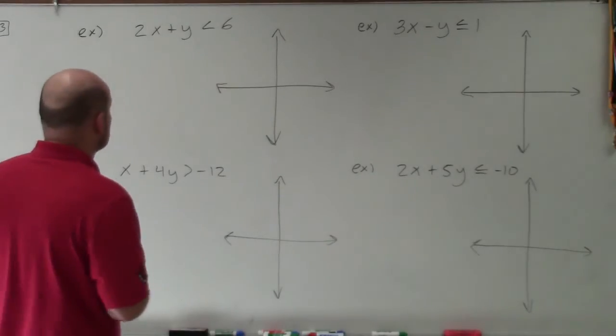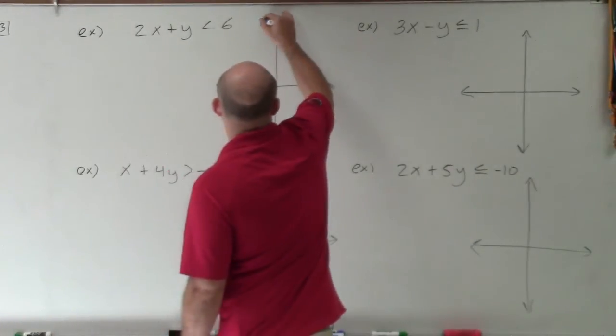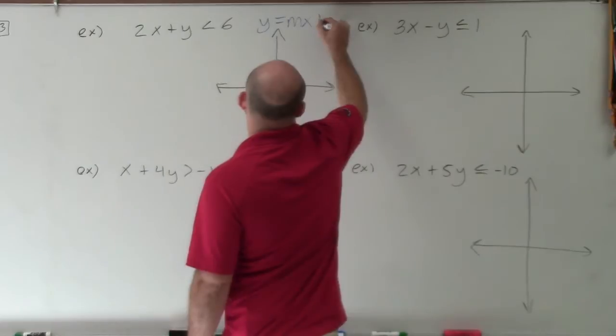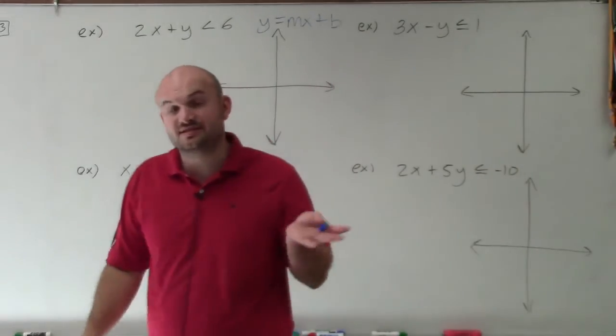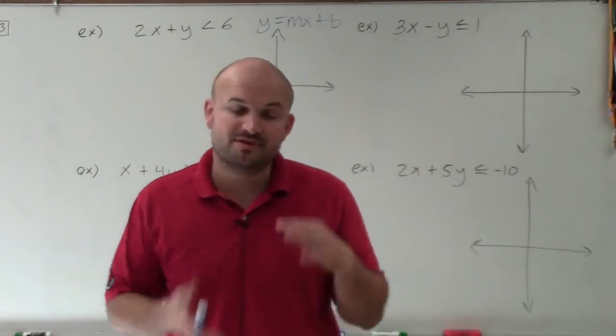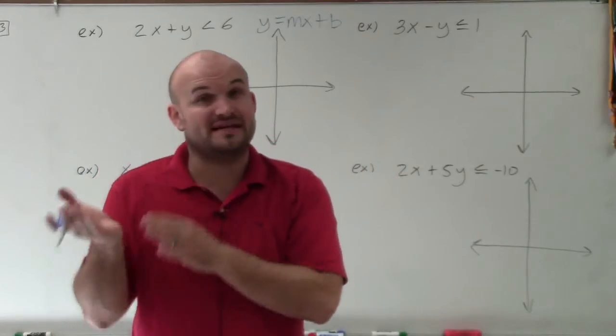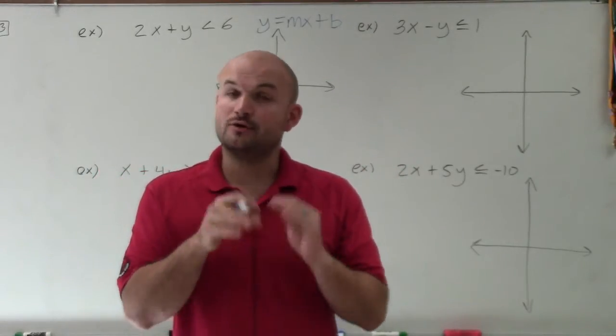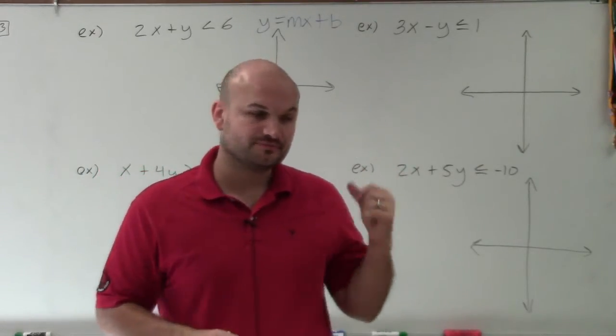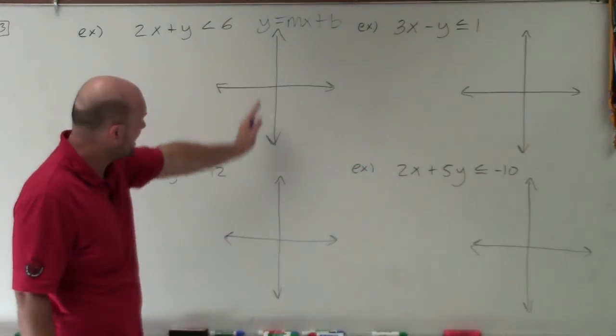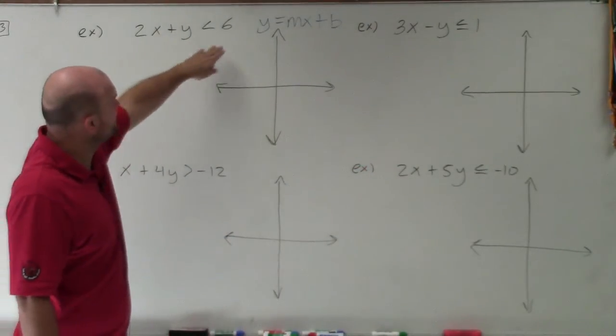So if you remember, the slope-intercept form as an equation is y equals mx plus b, where m represents the slope and b represents the y-intercept. Remember, m is a ratio, where b is a point. The ratio is rise over run, or change in y over change in x, where b is a coordinate point on the y-axis.